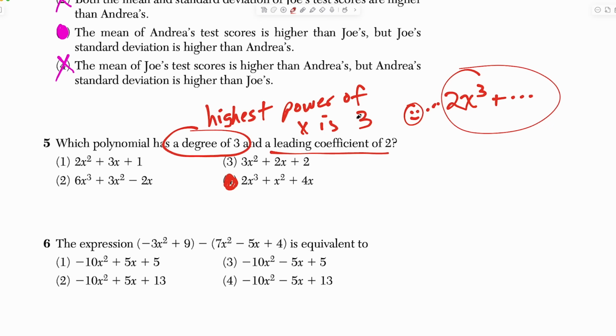If we look at why the other answer choices are wrong, this one here is degree 2. See, the highest power of x is x to the second, so this one is out. This one is degree 3, but the leading coefficient is 6, not 2. So that one is out. And then here we have a degree of 2, which is not what we need. We need a degree of 3, so 3 is out. Definitely choice 4.